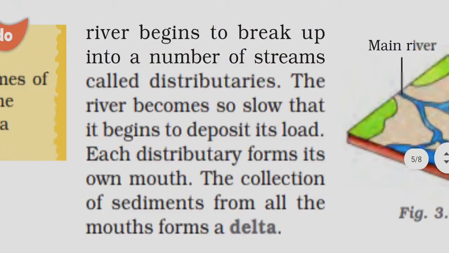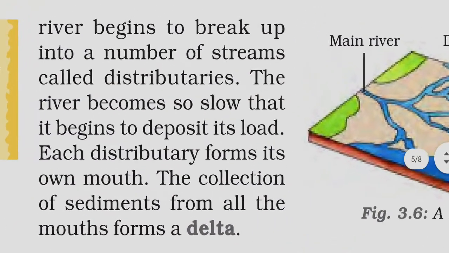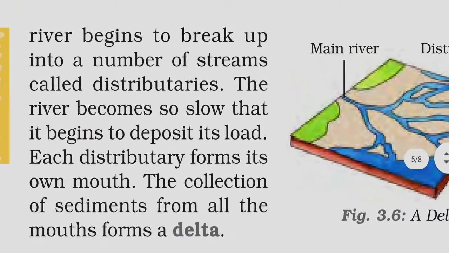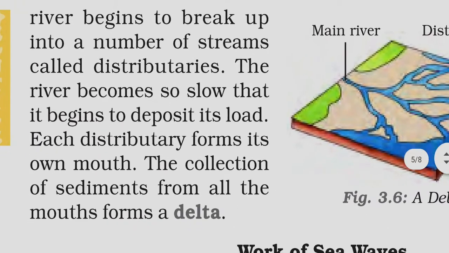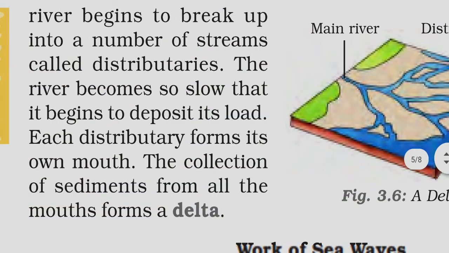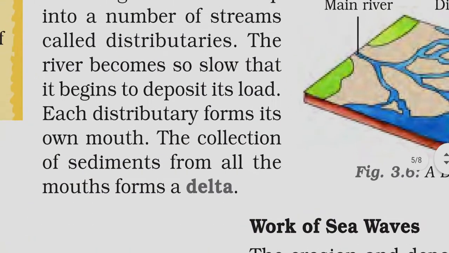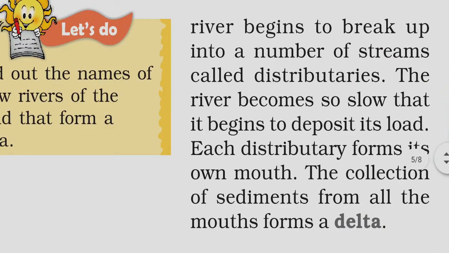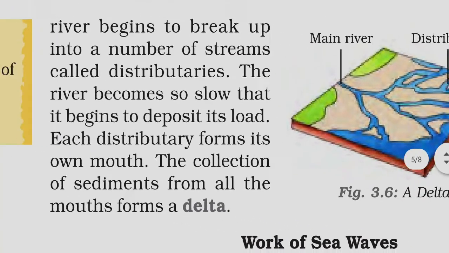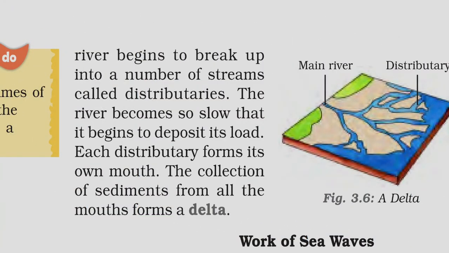Okay, the river becomes so slow that it begins to deposit its load, and each distributary forms its own mouth, and the collection of sediments from all the mouths forms a delta. So we have discussed what a main river, a distributary and a delta are.